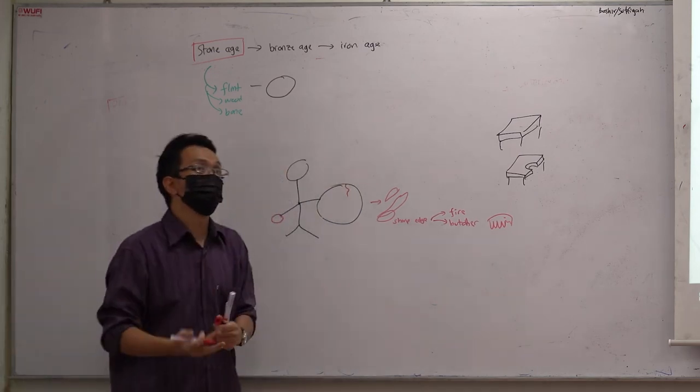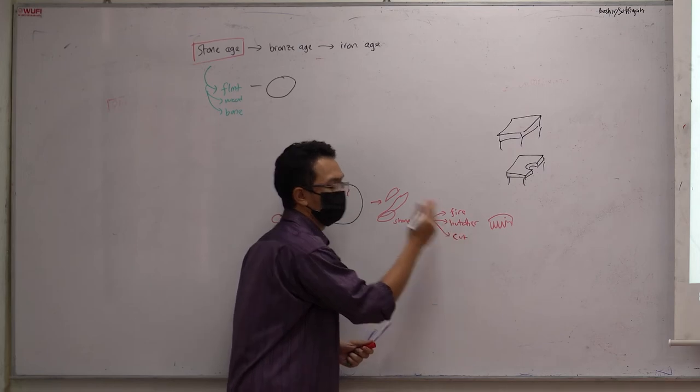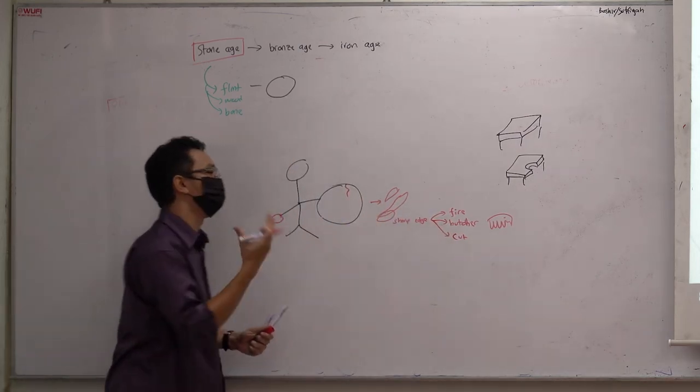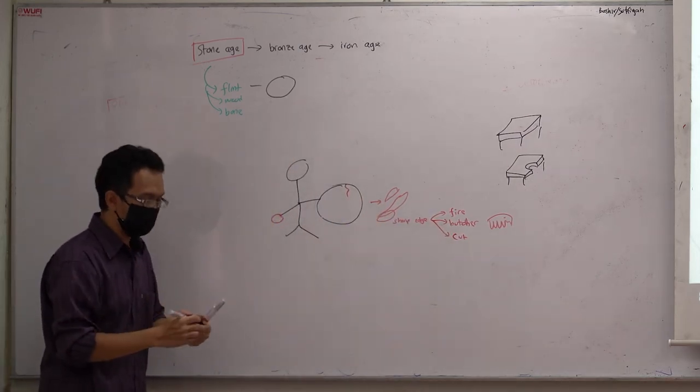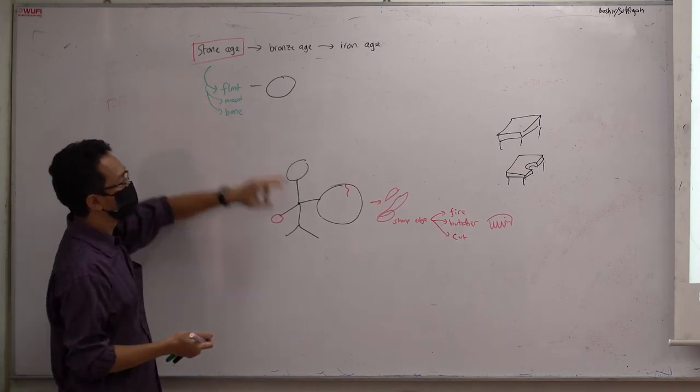Okay, you butcher animal. You can also cut tree, or whatever thing. So the sharp edge is one of the requirements, like the most important thing when you're lost in the jungle, so on. So in our early age, they use this flint.